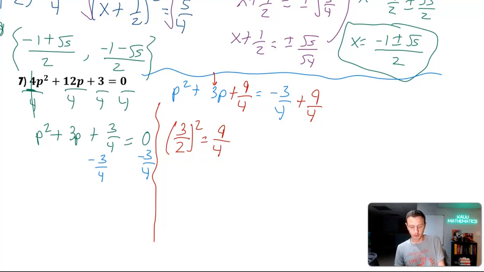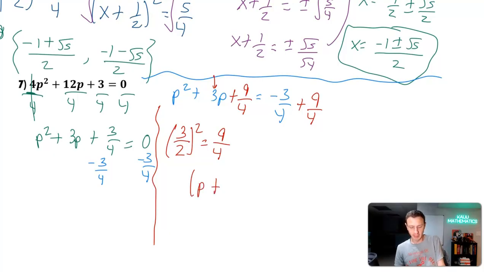Factor, it's a perfect square trinomial. So this is going to factor to p plus, and then I just use this term right here, 3 over 2, to factor. So 3 over 2, and then all being squared, equals negative 3 over 4 plus 9 over 4. 9 minus 3 is 6, 6 over 4. That actually simplifies. 2 goes into 6 3 times, 2 goes into 4 2 times. So 3 over 2.